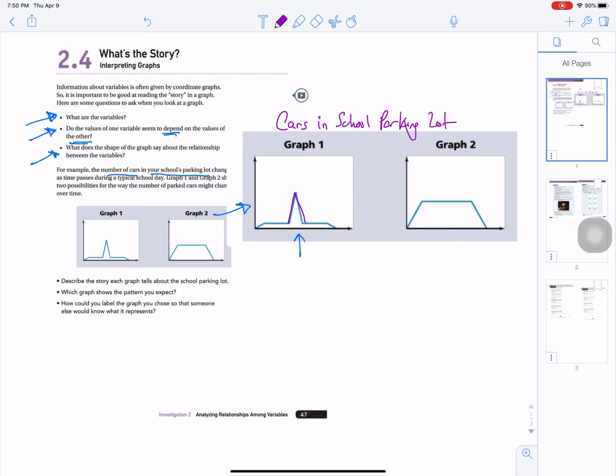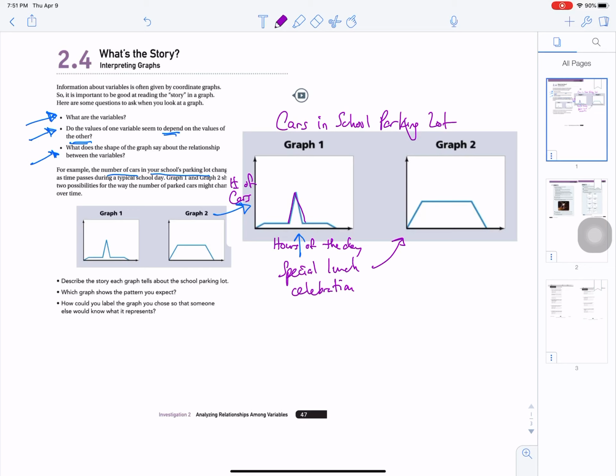And I'm thinking maybe there is a special lunch celebration when all parents come and they have lunch. All right. So this might be the hours of the day. Okay, and this would be the number of cars. Now let's compare that to this graph over here.